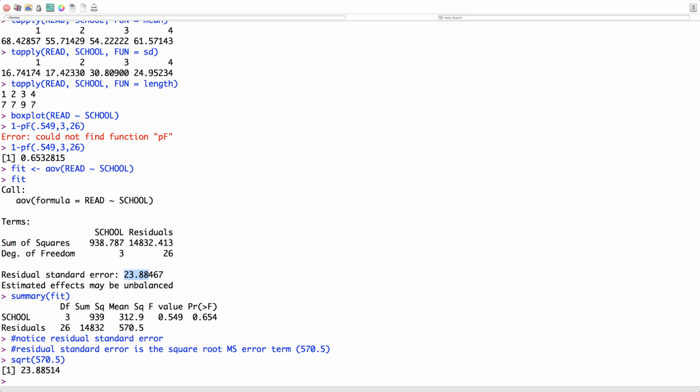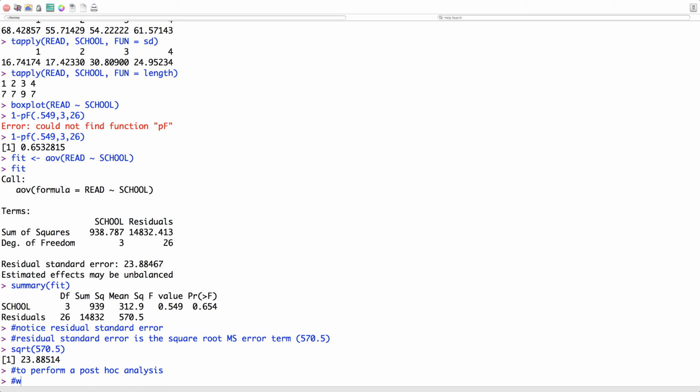Guys, the residual standard error in this ANOVA doesn't play an important role, but it's going to play an extremely important role once we get into regression and start reporting ANOVA for regression. So that's just kind of a side note. But what I really want you to look at is to perform a post hoc.